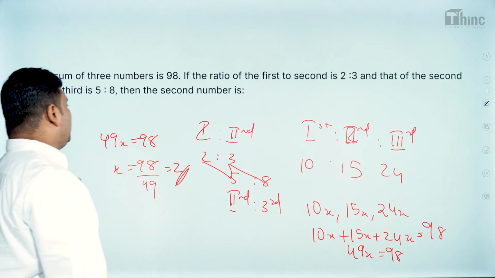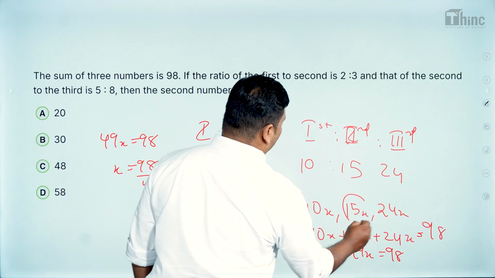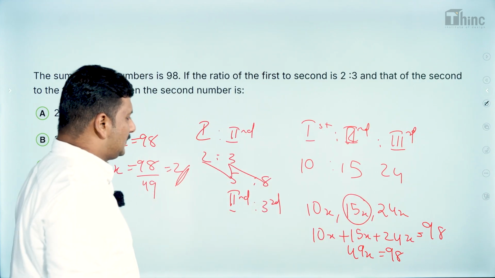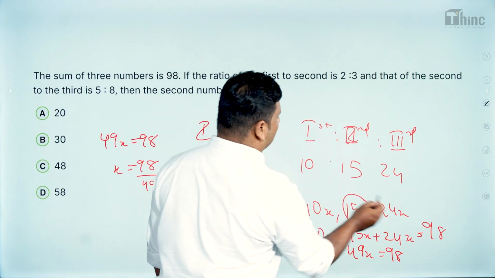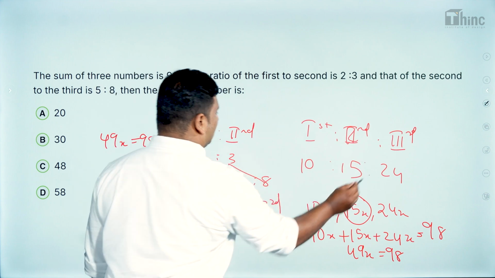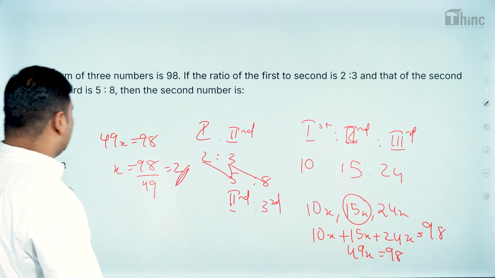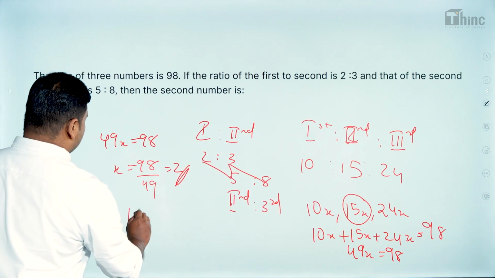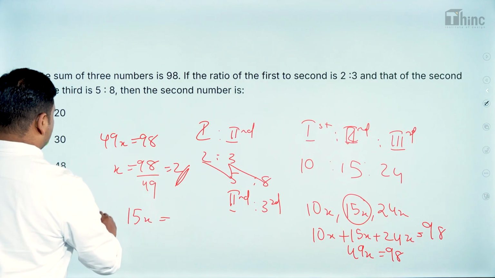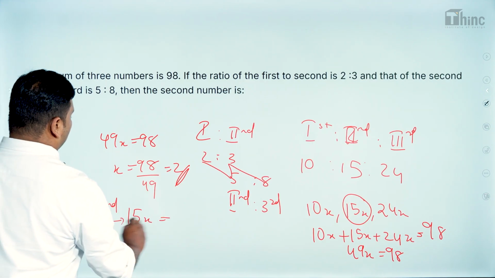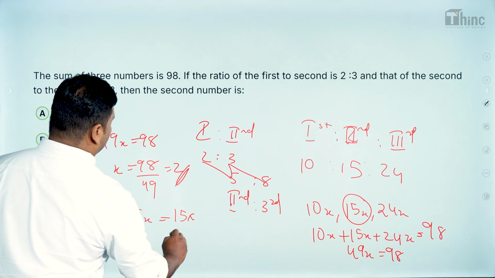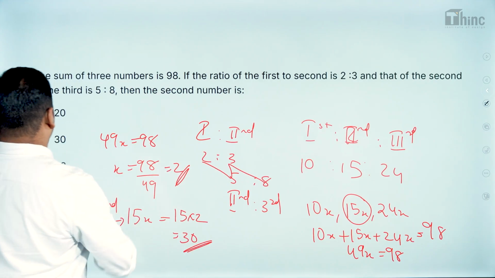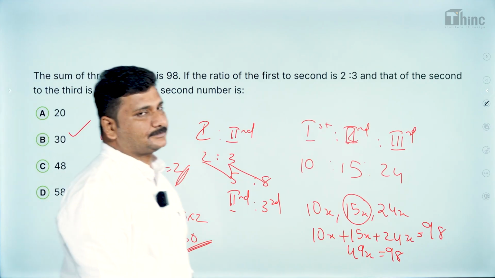Now we need to find what is the second number. So second number is nothing but 15x. The first number is 10x, second number is 15x, and third number is 24x, since these are in this ratio. So we need to find the second number. We know that x is 2. So second number is 15x, which is 15 into 2, which is nothing but 30. So 30, option B will be the correct answer.